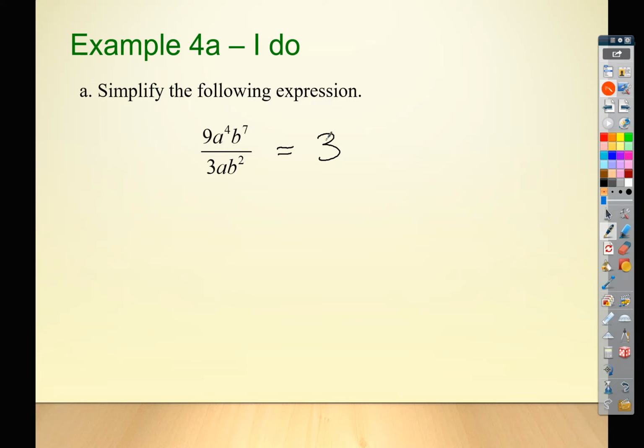Now, to do the variables with the exponents, this is what I ask myself. Do I have more a's on top or bottom? The top, because I have a to the 4th, which means I have 4 a's on the top and only 1 in the bottom. So I have more a's in the top. How many more? 3. So I write 3. Do I have more b's in the numerator or denominator? In the numerator, how many more? 5. That is all you have to do.